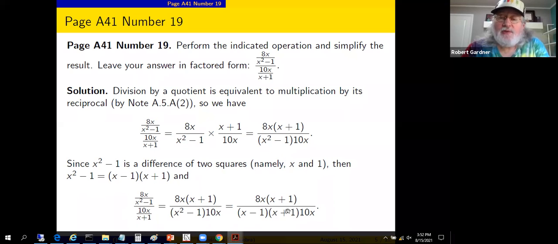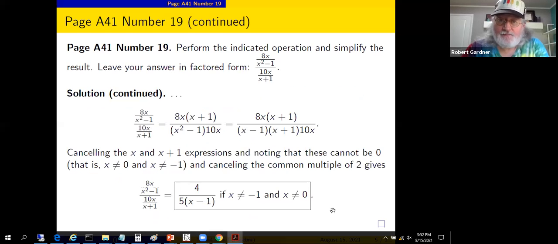Ooh, there's an x plus 1. We can cancel if we're careful. Next slide. Just recopied what we had on the previous slide. We left off here. Okay. We can cancel the x plus 1s here. We can cancel the x's here as well. Canceling the x and the x plus 1 terms.